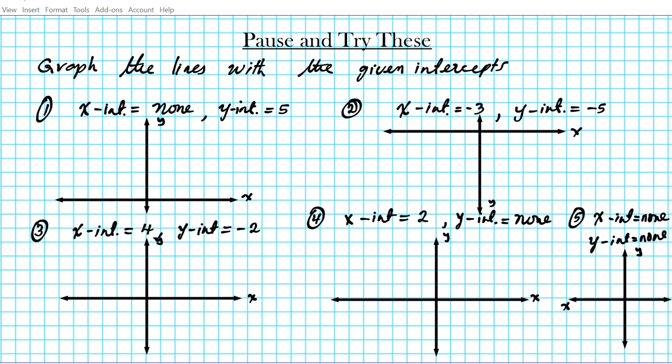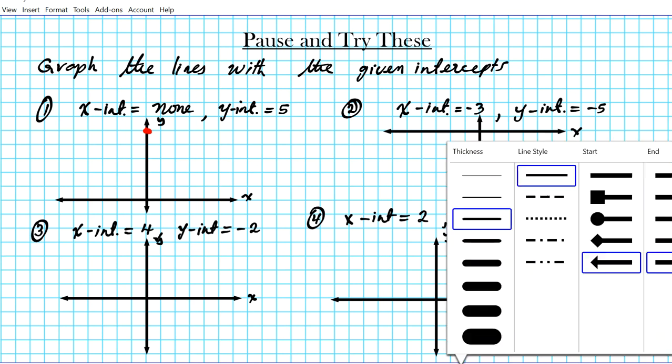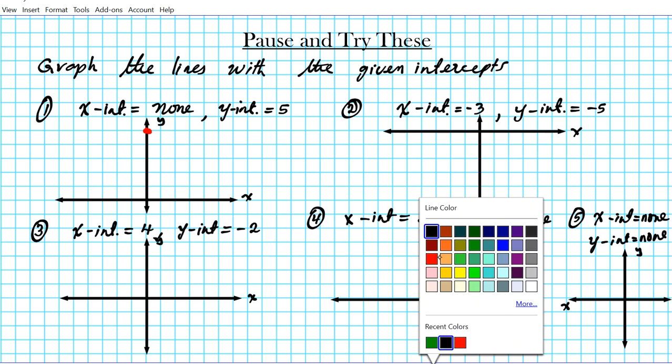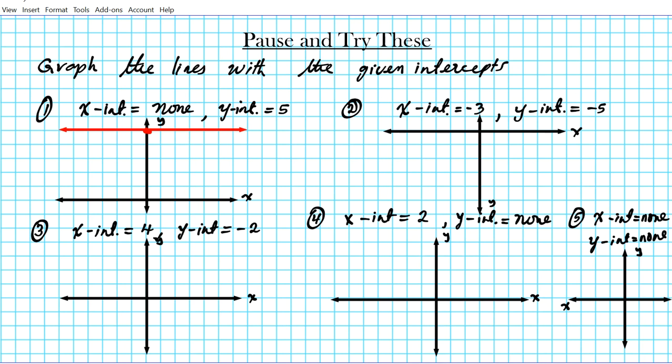Alrighty, welcome back. So hopefully you had a chance to try out the problems. Let's take a look at what the graphs look like. So for the first one, the y-intercept is 1, 2, 3, 4, 5. The x-intercept is none. So in this particular case, we're going to be having a horizontal line right here. Bam. Moving along.